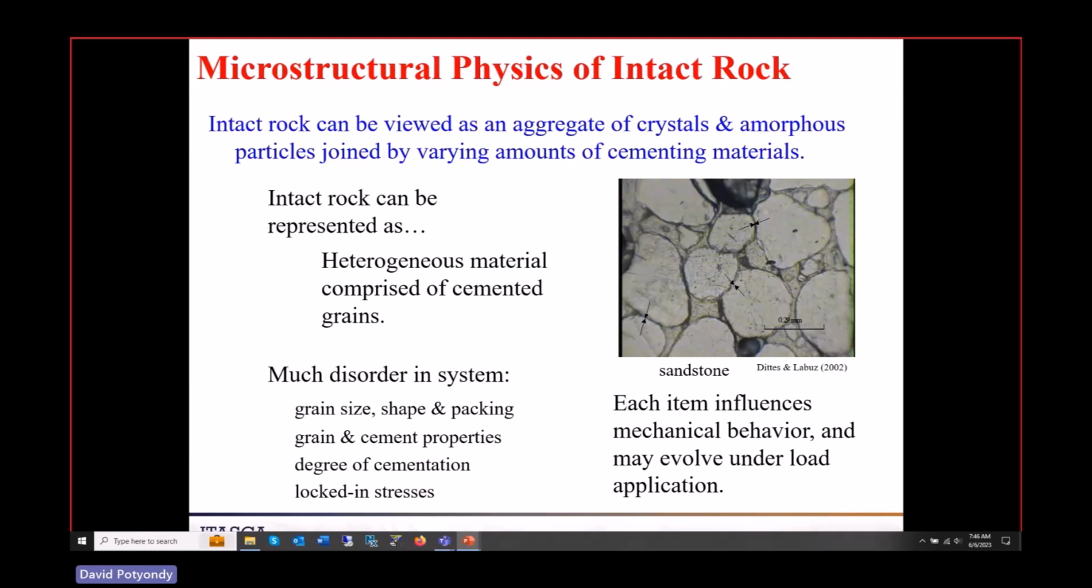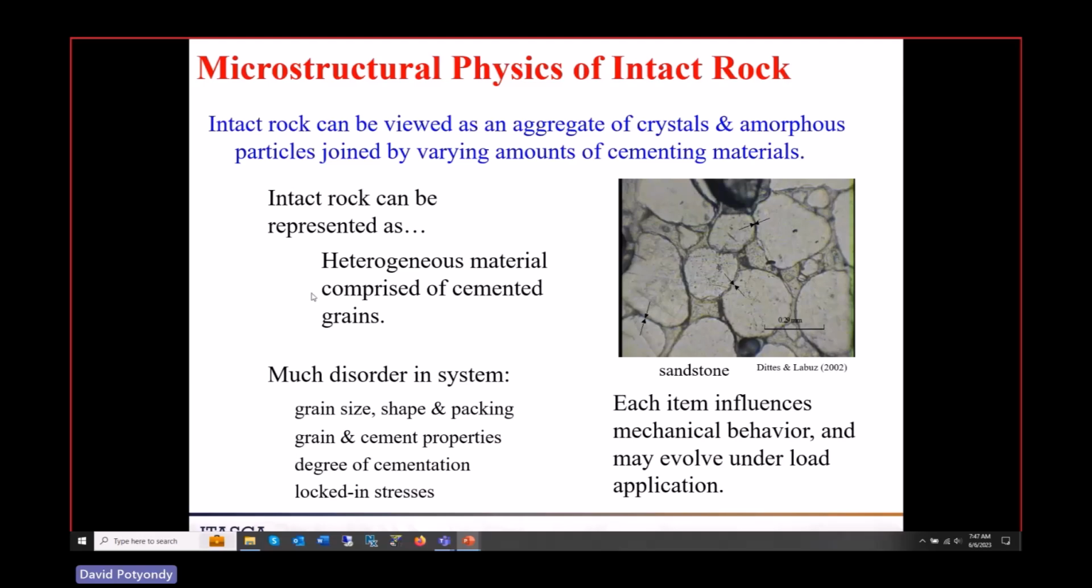There can also be locked-in stresses in these systems, right? The sandstone gets formed because it gets laid down, then there's tectonic compression, and then at some point cementation occurs, right? That sandstone is going to have locked-in stresses. That's part of the reason why you get core disking when you take out samples sometimes, because there are locked-in stresses, right? As I said, these can be thought of as orthogonal things. Each one of these influences the macroscopic behavior.